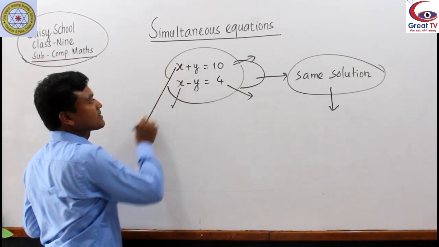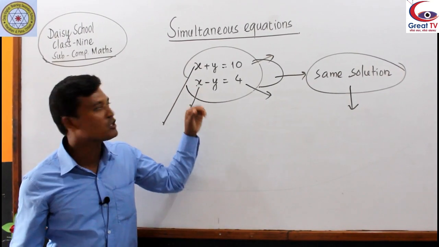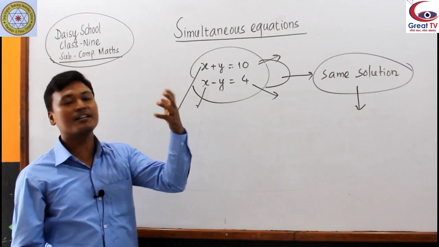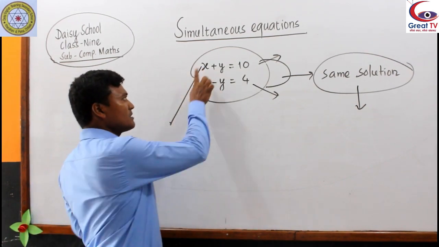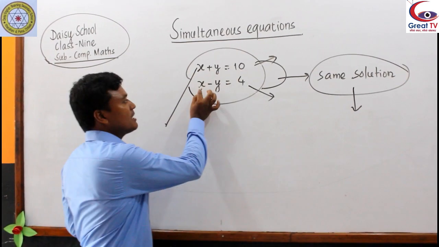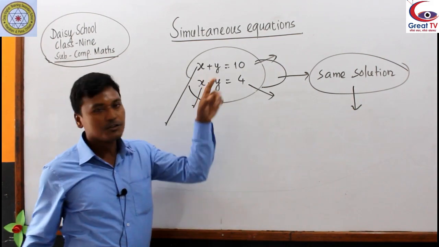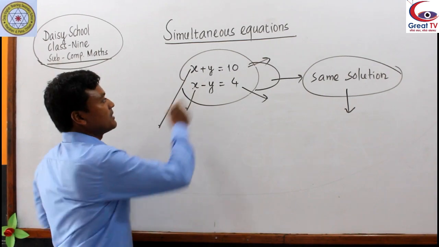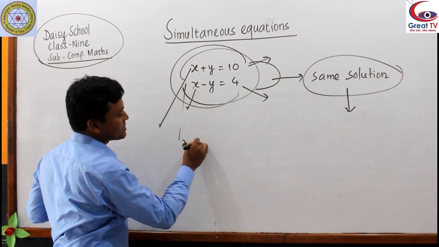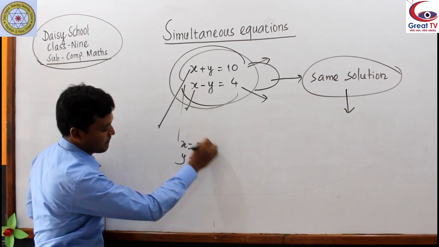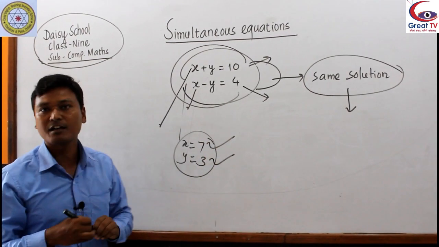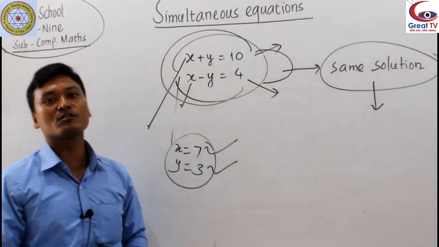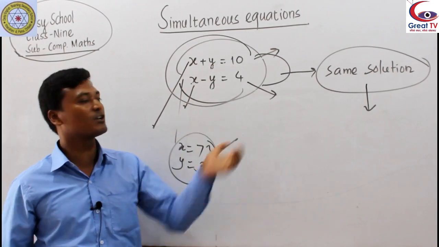Here you can just guess possible values of x and y that satisfy both equations. I guess 7 plus 3 equals 10, and 7 minus 3 equals 4. You know very well, 7 plus 3 equals 10 and 7 minus 3 equals 4. It means in these two equations, x equals 7 and y equals 3. These two values of x and y satisfy both equations, so we call this type simultaneous equations.